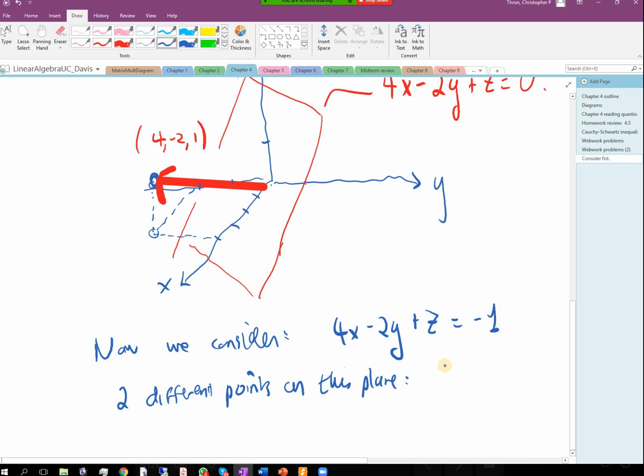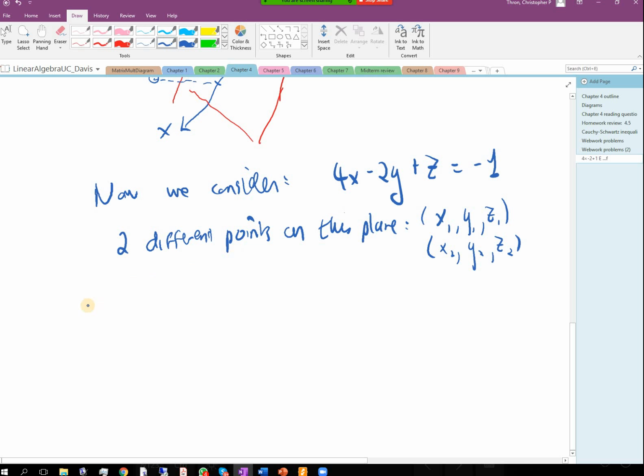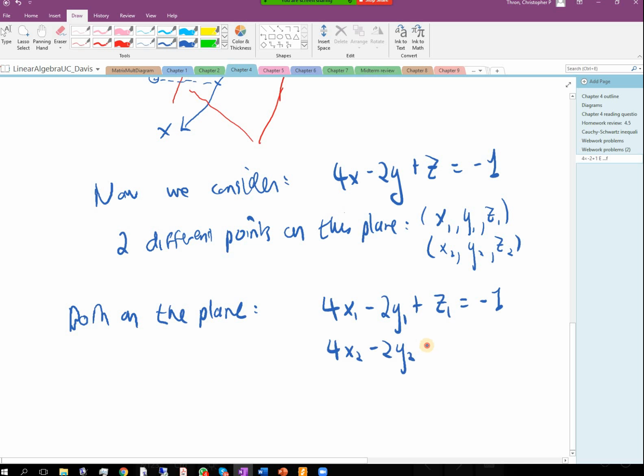Okay, so for instance, I could take x1, y1, z1, that's one point, and x2, y2, z2. So these two points are both on the plane. So that means that we can write 4x1 minus 2y1 plus z1 equals minus 1. That's true. And we also have 4x2 minus 2y2 plus z2 is equal to minus 1.